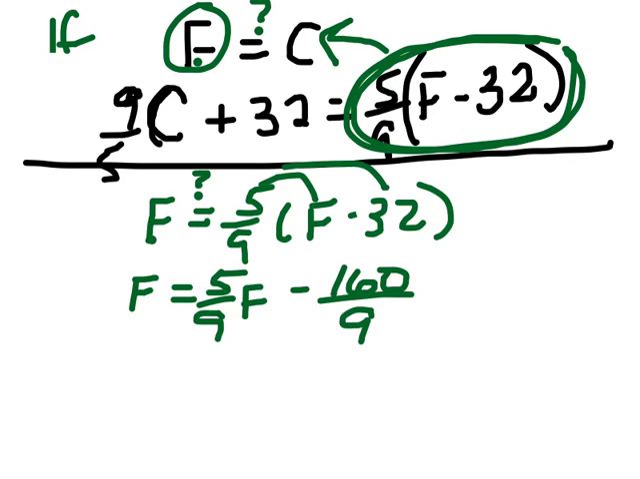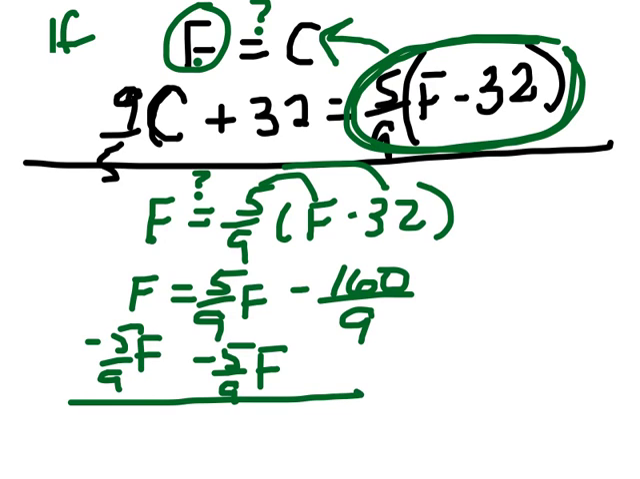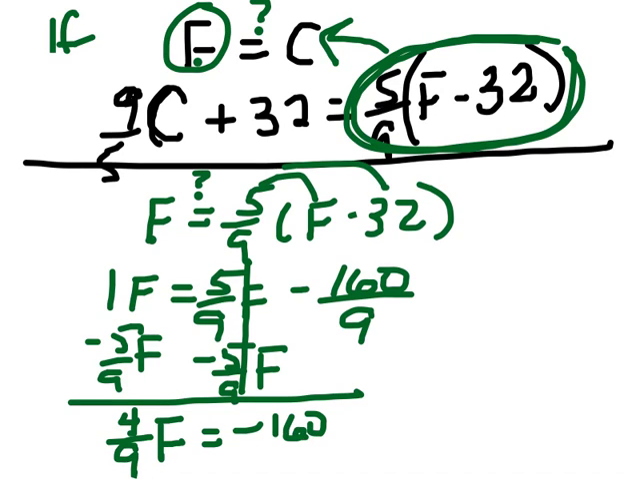So if I want to solve for F, let me get all my F's together. Let me subtract these F's over here from the F that's on this side. So if I subtract 5/9 F from both sides, I'd have 1 F minus 5/9 F's would be 4/9 F, right? We write the F down and we subtract the numbers out front. And this would be negative 160 over 9 that's left on this side.